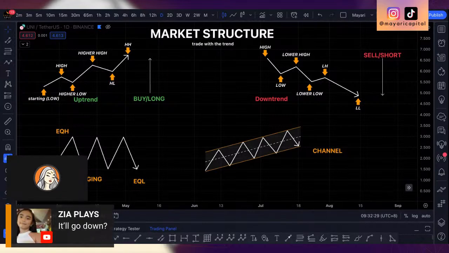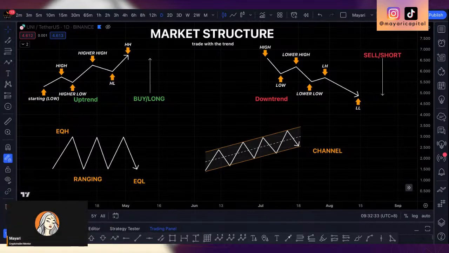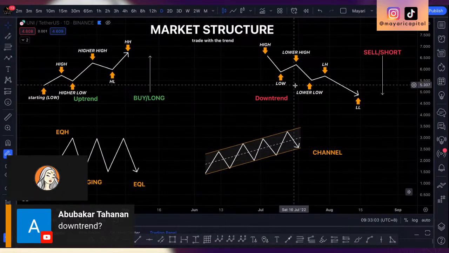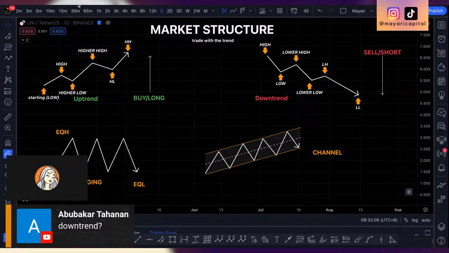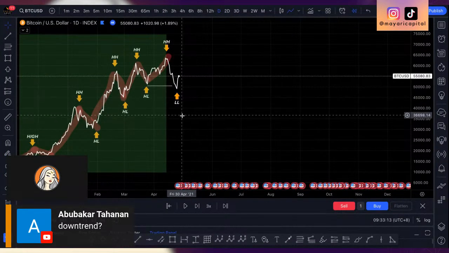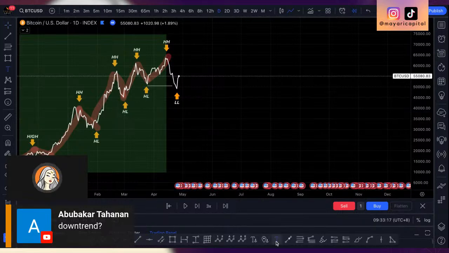Okay, so Zia is asking, it will go down? Yeah, probably. But what I want to know, where does the lower low belong? Downtrend? Yes, it belongs on the downtrend. This is why you need to know the components of the trends. Higher high, higher low. In the downtrend, we have lower high and lower low. So with that one said, can you see around here? Yeah, right here, lower low, and it belongs on the downtrend. So now, when we go over right here, where does this lower low belong? In the downtrend.